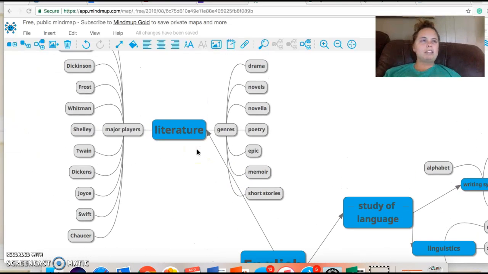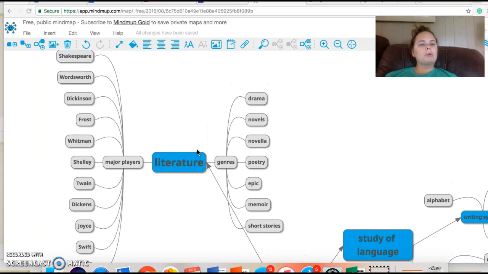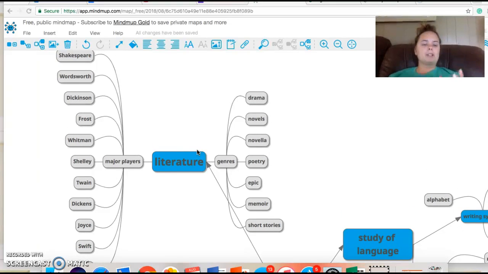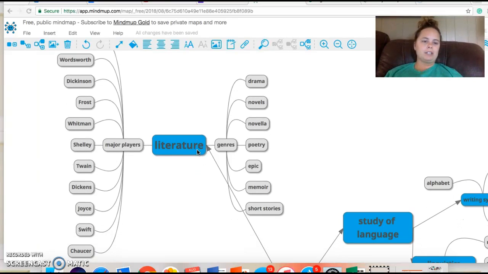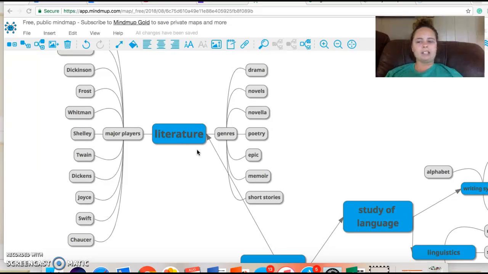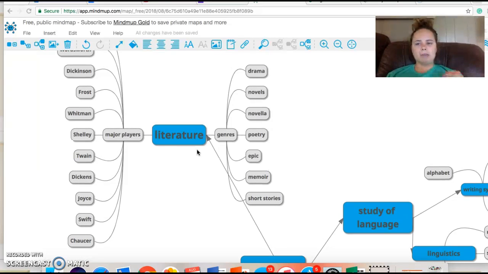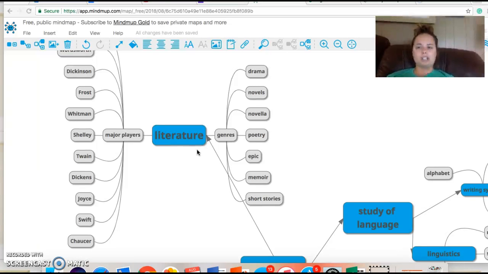When we think of English, I think we think of those key players, those texts, and the different types of genres within literature. So what really came to mind to me were some of the major players. So Shakespeare, Wordsworth, Dickinson, Frost, Whitman, Shelley, and most of the ones that came to mind for me were American and British writers, since it's the ones that we touch on the most when we're teaching English.